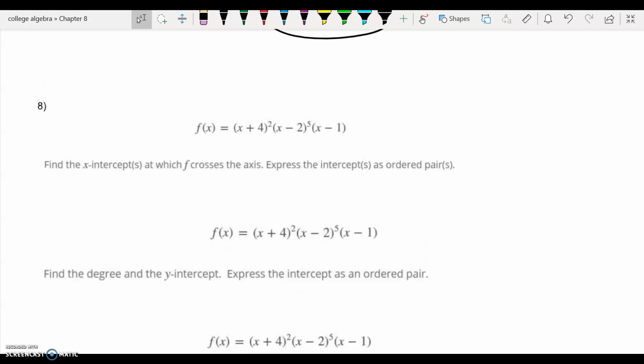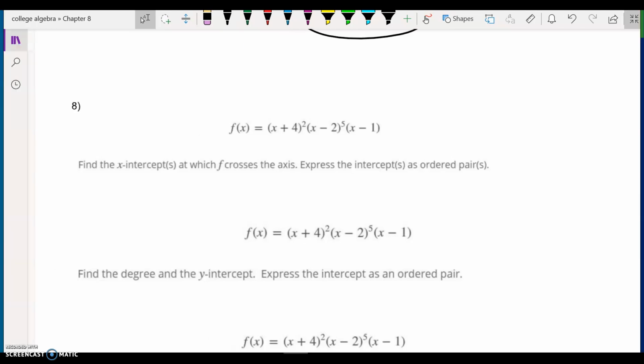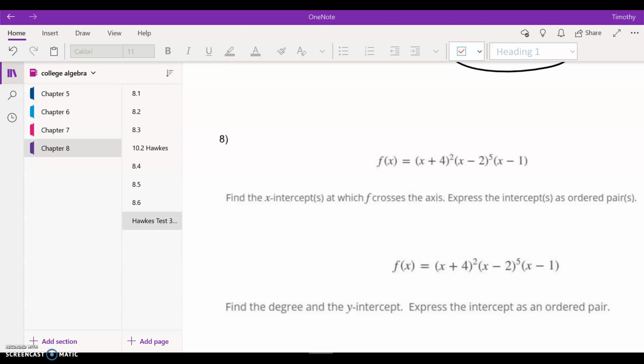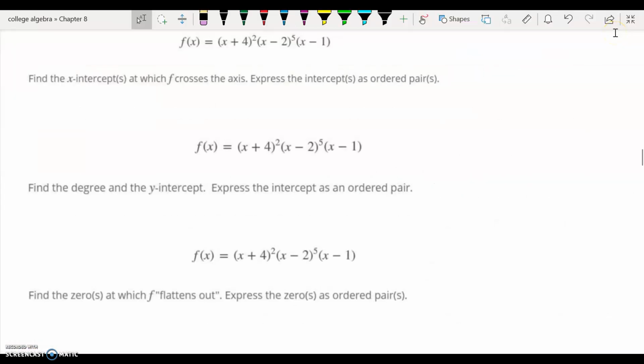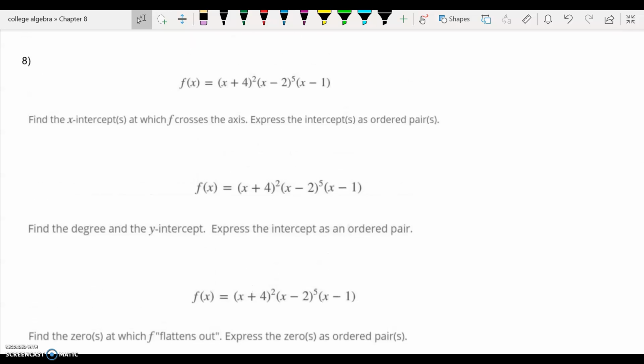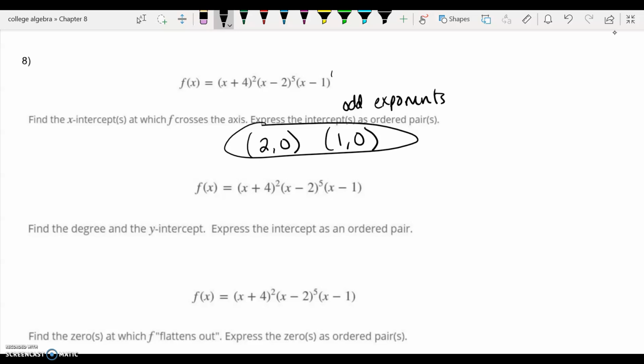Find the x-intercepts at which f crosses the x-axis. Express the intercepts as ordered pairs. So on this one it says find the x-intercepts at which f crosses. So crosses would be anything that's odd. So you're looking for odd exponents. So my answer to this one would be 2, 0, and 1, 0. It's got an exponent of 1.